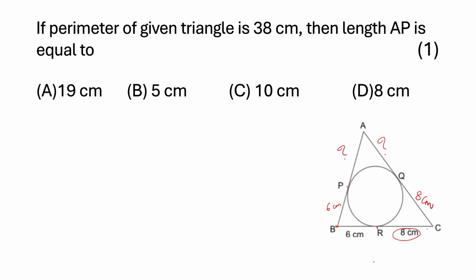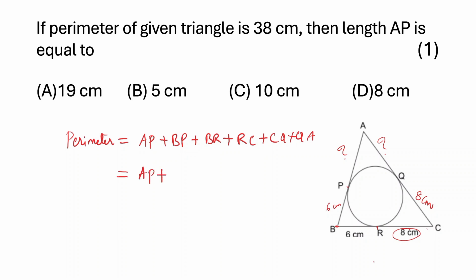So AP will be equal to AQ. And we know the perimeter of the triangle is the sum of all the sides. So I can write AP plus BP plus BR plus RC plus CQ plus QA. AP we don't know, plus BP is 6 and BR is 6, so I can add them together, 12. RC plus CQ, 8 plus 8, 16, plus QA. And this perimeter is 38 centimeters.